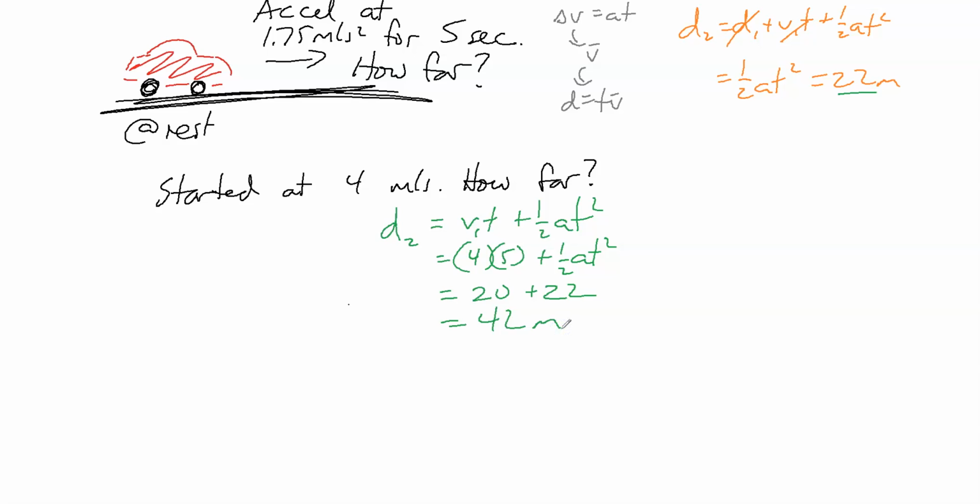And again, if you had done this last year, it would have been: find the change in V, add that change in V to the initial V to find your final V, then average out your initial V and your final V to get your average V, and then DTV.